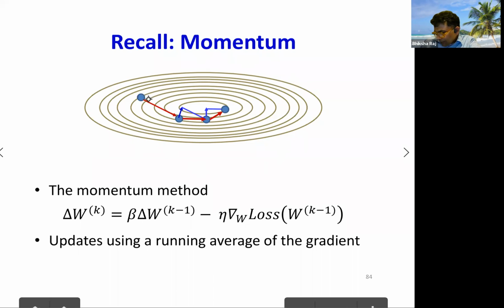Pictorially, if this first red arrow here were an initial update delta W that lands us at this point, then we compute the sum of the gradient-based correction and a scaled version of the previous correction to get the final correction at this point. That would bring us here. Then again, you compute the gradient update from this point, but you add to that a scaled version of the last update. And so this is your final update, and that would take us here. And we keep repeating this process.